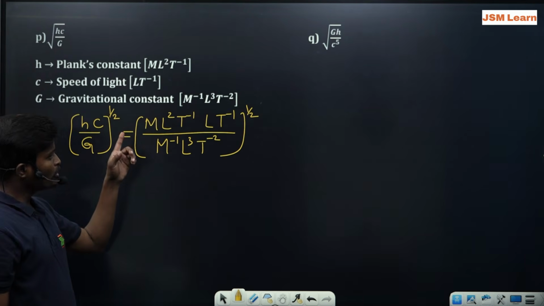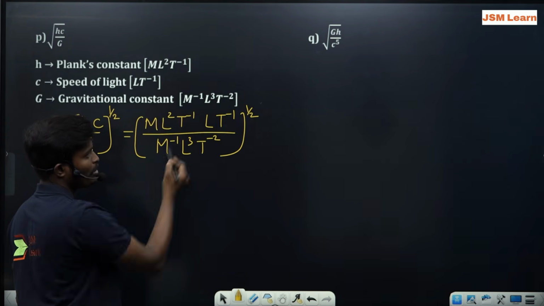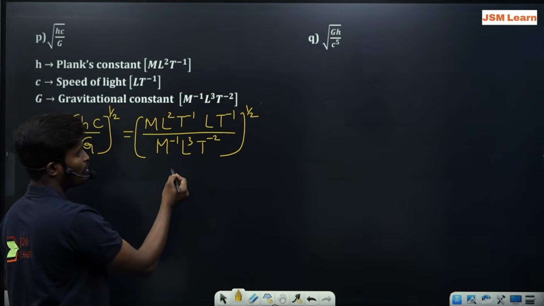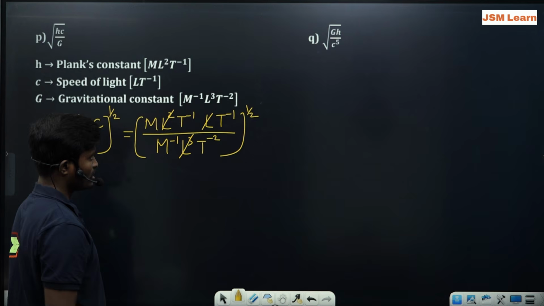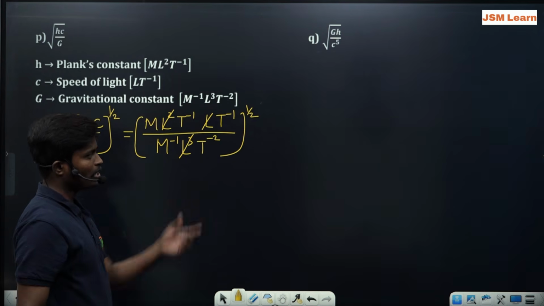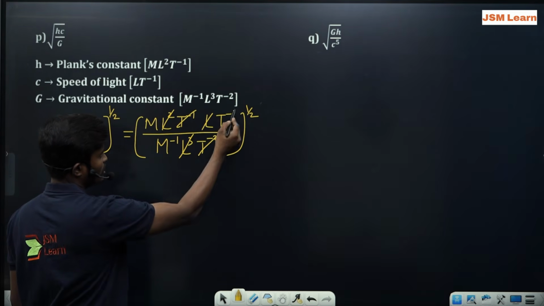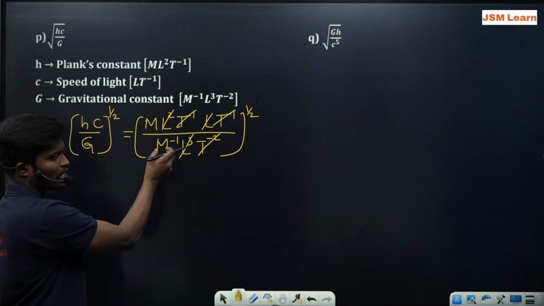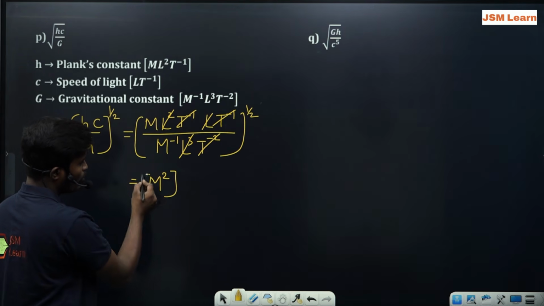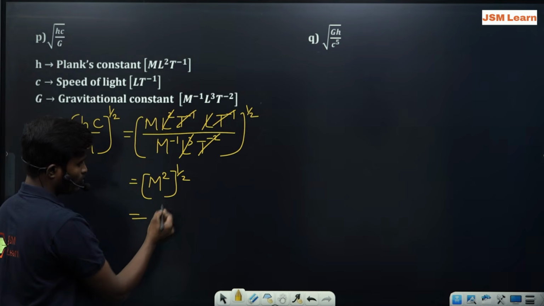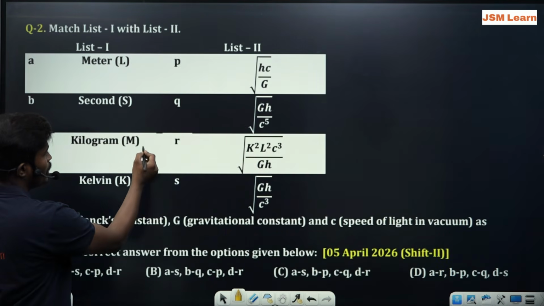So if you look at the numerator and denominator, we may have cancellation terms. So here L power 2 and L power 1. L power 2 into L power 1 means it will become L power 3 in the numerator, here L power 3 in the denominator, there it gets cancelled. Now T power minus 1, T power minus 1, it will become T power minus 2 in the numerator, T power minus 2 in the denominator, it will get cancelled. So M power minus 1 will go to the numerator, it will become M power 1 plus 1, so that is M power 2 whole power 1 by 2. This will become M. So for the first one, for P we get kilogram, that is M.